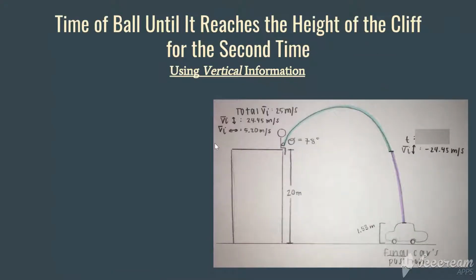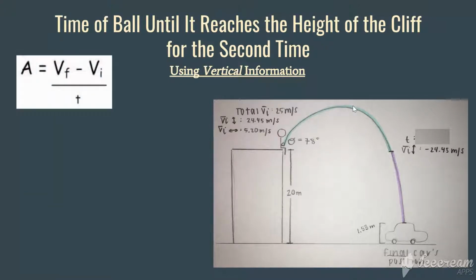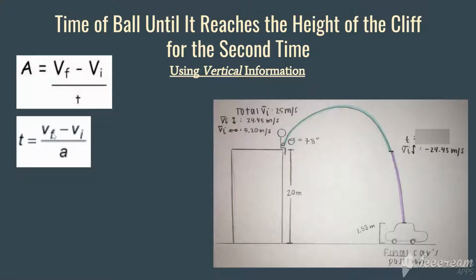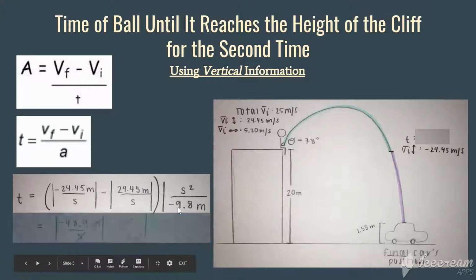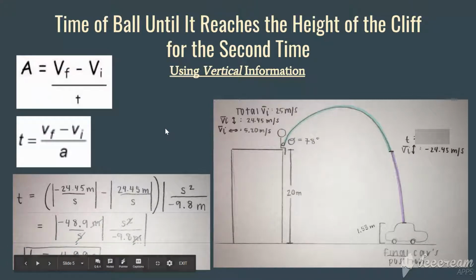Using this, we can find the total time of the ball's flight until it reaches the same height at which it started. The acceleration equation can actually be manipulated to find time, so we can change it to time equals final velocity minus initial velocity all over acceleration. So using the vertical path of the ball and the info we got from that, we can create the equation negative 24.45 meters per second minus 24.45 meters per second all over negative 9.8 meters per second squared, since all vertical acceleration of objects in free fall is negative 9.8 meters per second squared. So we can just use unit analysis here to cancel out the units, and we find this value to be approximately 4.99 seconds. So again, we just use this to fill in our diagram.